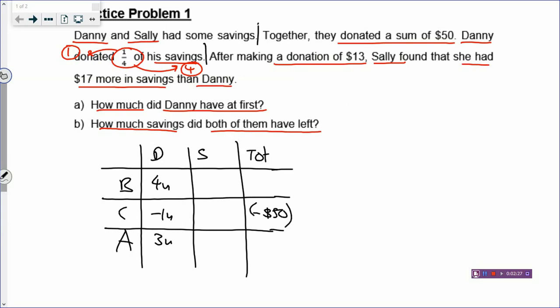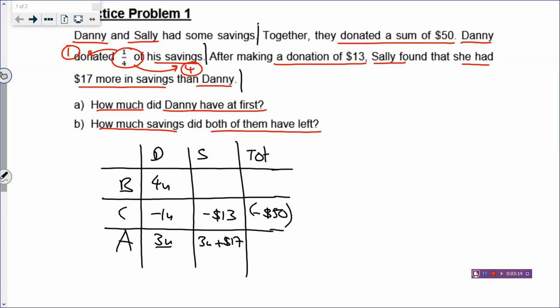After making a donation of $13, so who donated $13? Sally. So Sally must be minus 13, right? And then Sally found that she had $17 more in savings than Danny. Which means that Sally has more savings in the end than Danny's savings in the end. So how do we put this into the box? You look at Danny's savings. Danny has 3 units in the end. So Sally must have $17 more than 3 units. So Sally has 3 units plus another $17. That is her money in the end. All right, so you're until here already.